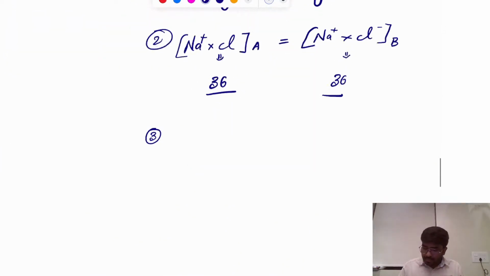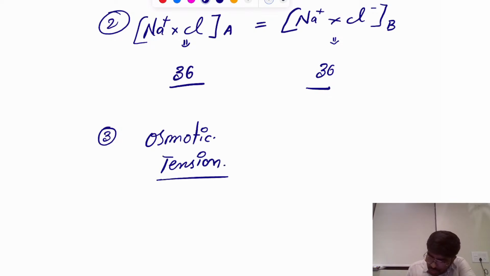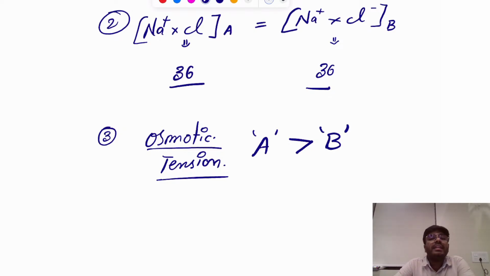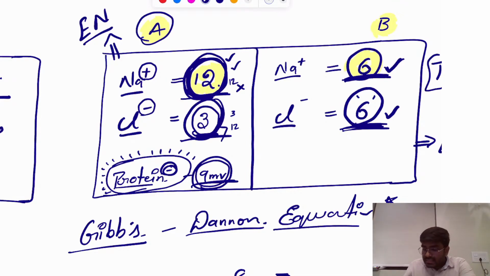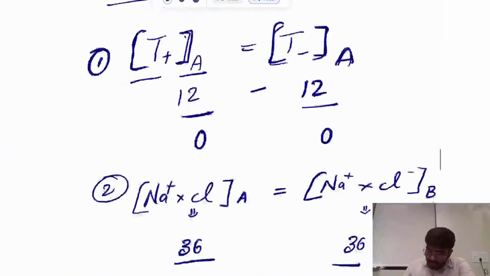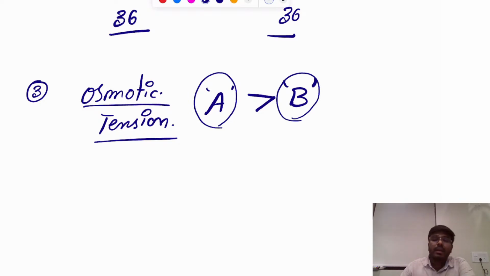So now tell me, the osmotic tension is now different. The osmotic tension in compartment number A will be greater than in compartment number B. Osmotic tension, or osmolarity, is because of the ions. Where are more ions there? More ions are in compartment number A, fewer ions in compartment number B. Wherever there are more ions, the osmolarity or osmotic tension will be more. So compartment number A will have more osmotic tension compared to compartment number B.